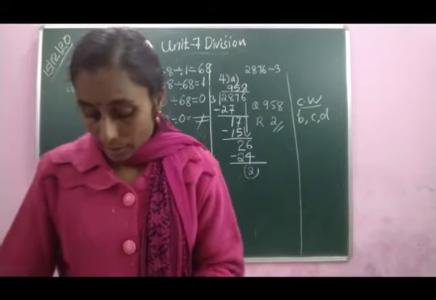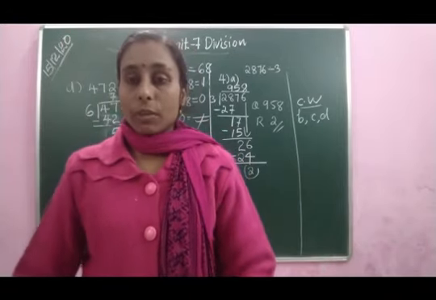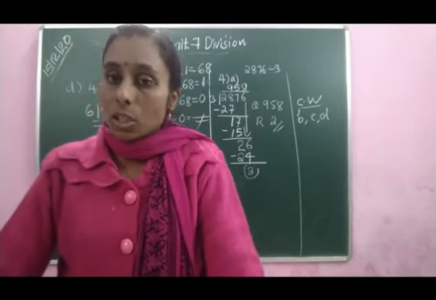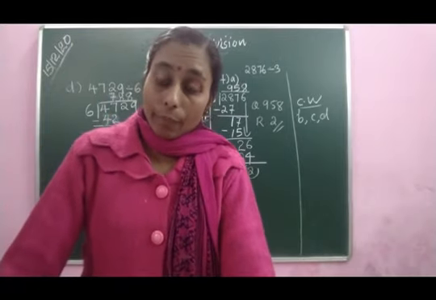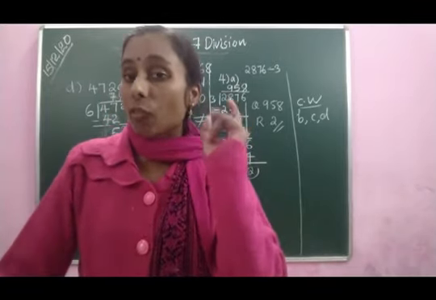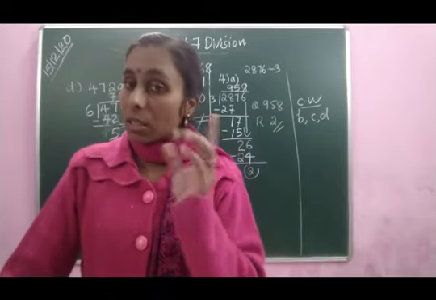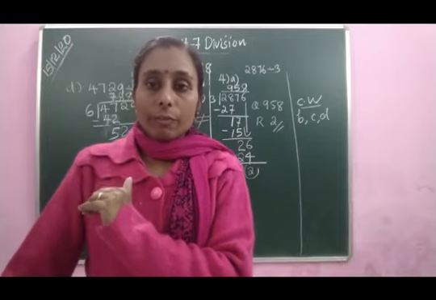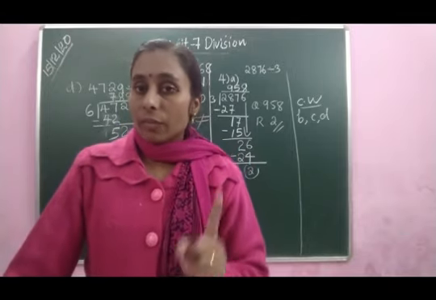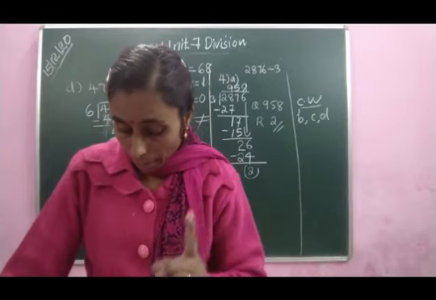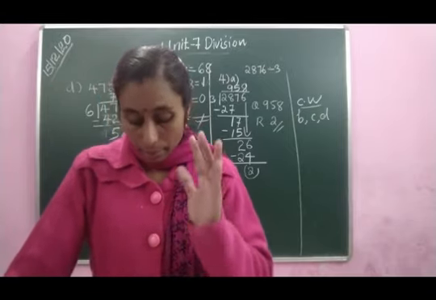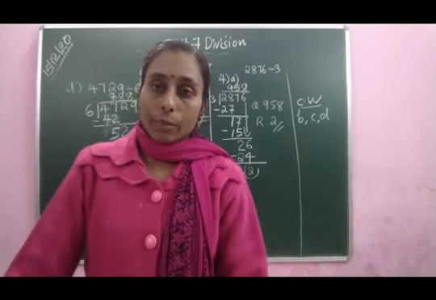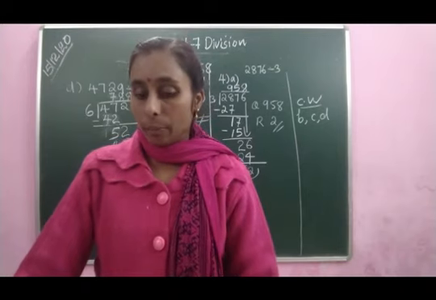Is it clear? Those are the properties of division. First property, when we divide a number by 1, we always get the same number. When we divide a number by itself, we get 1. When we divide a number by 0, the answer is meaningless. When 0 is divided by any number, the answer is 0. Those are the properties of division.